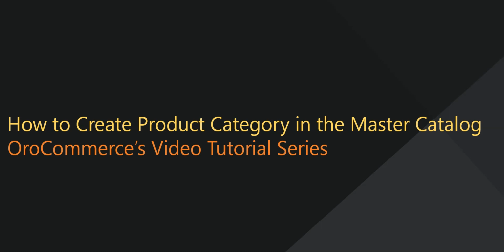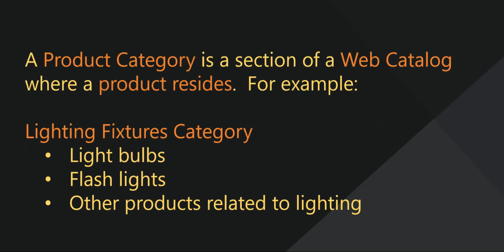Today I'll be demonstrating how to create a product category in the master catalog in OroCommerce. A product category is a section of the web catalog where a product resides. For example, you can have a lighting fixtures category and display several different types of lighting solutions. This may also include light bulbs, flashlights, or any other products related to lighting.